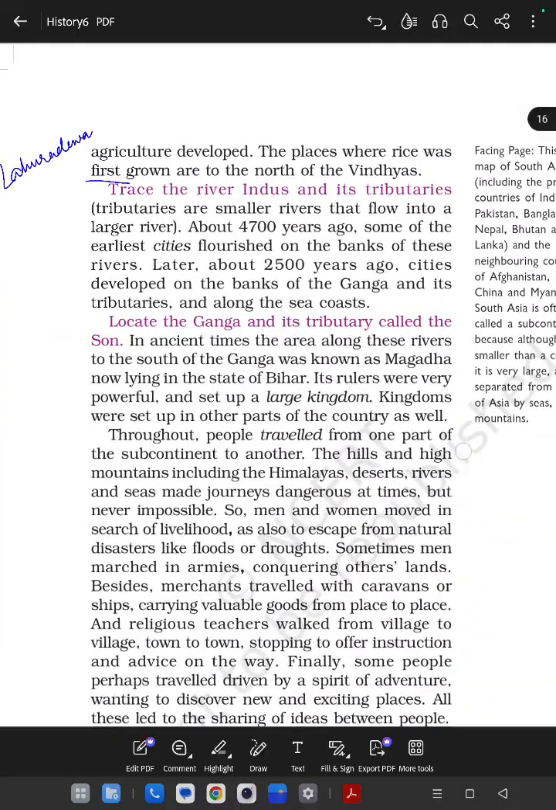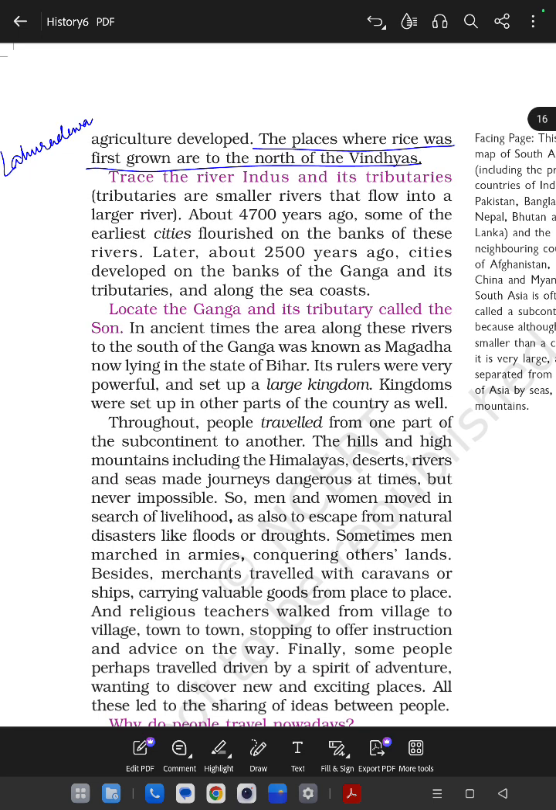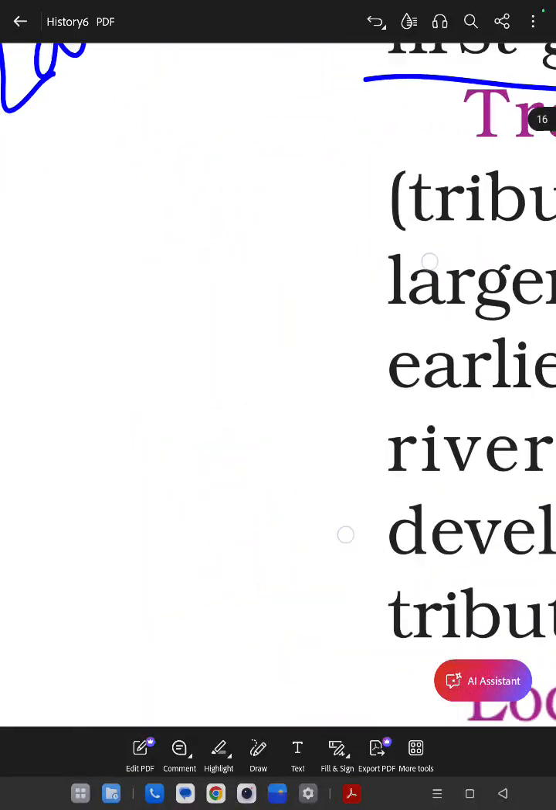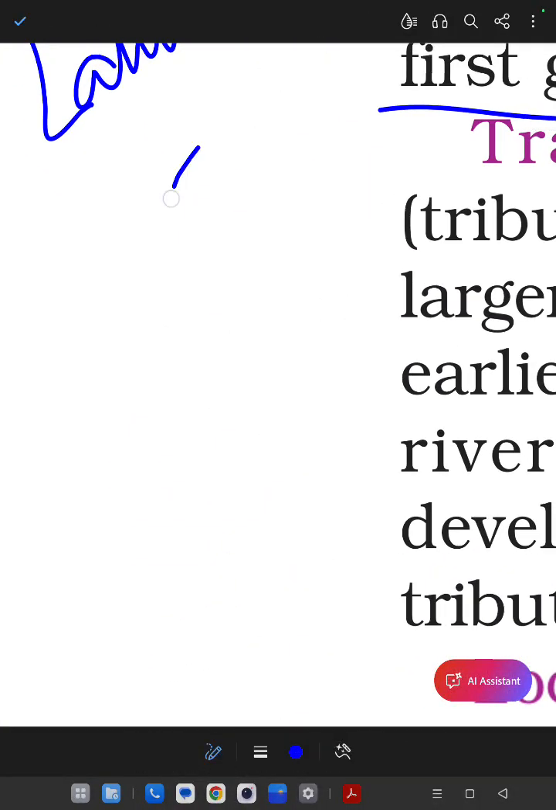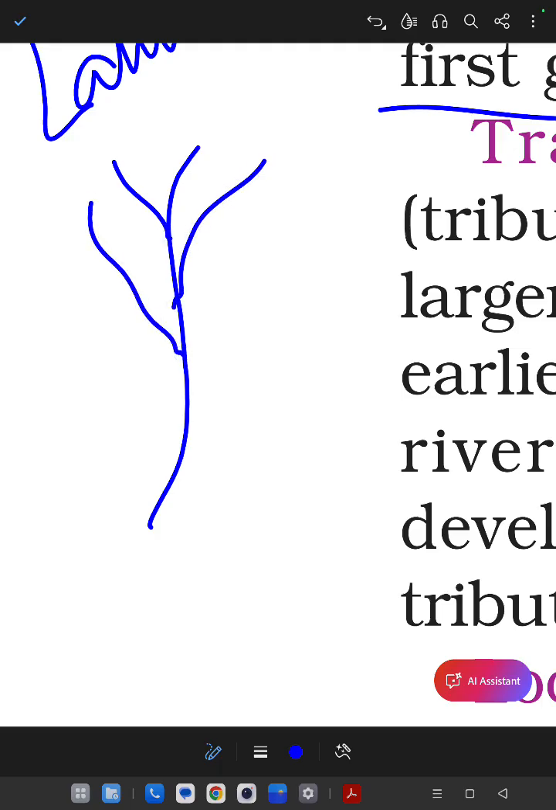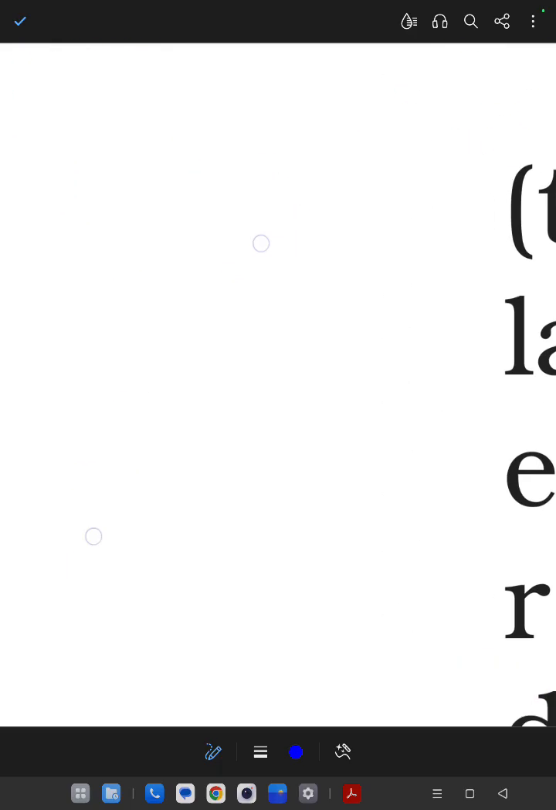Now trace the river Indus and its tributaries. Tributaries are small rivers that flow into the large river. So do you know what a tributary is? If anyone doesn't know, so we have a river. Any small rivers draining into the main river are called tributaries.